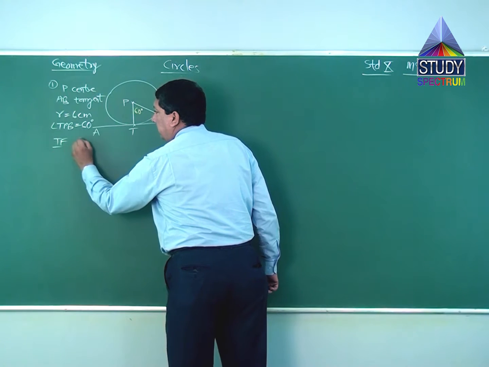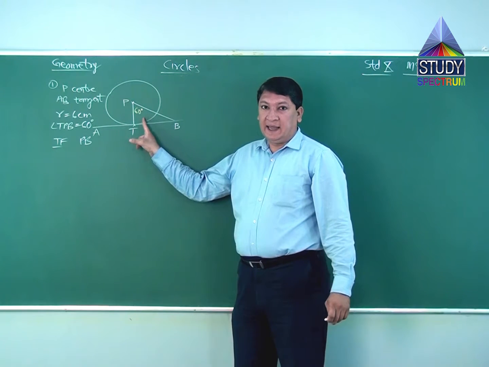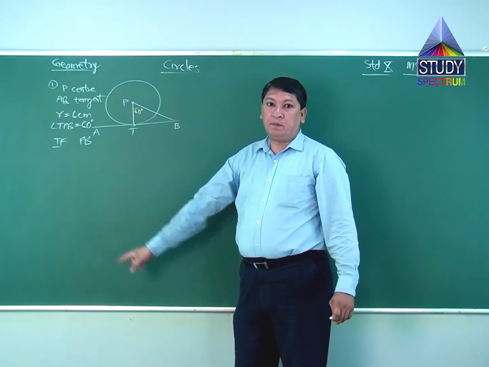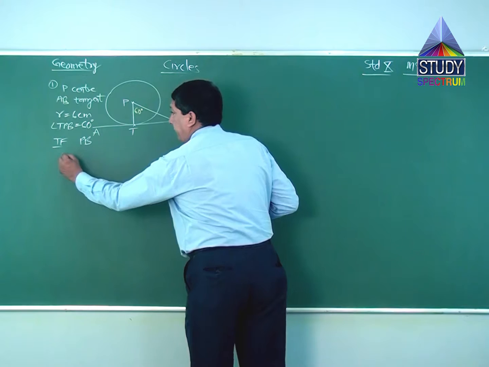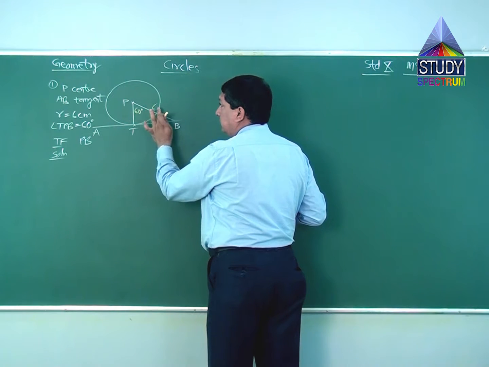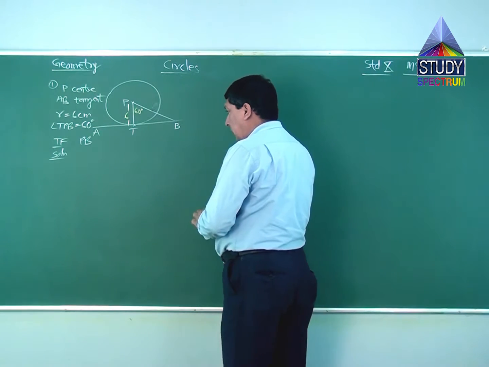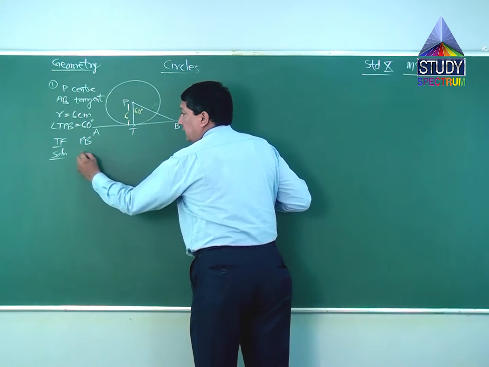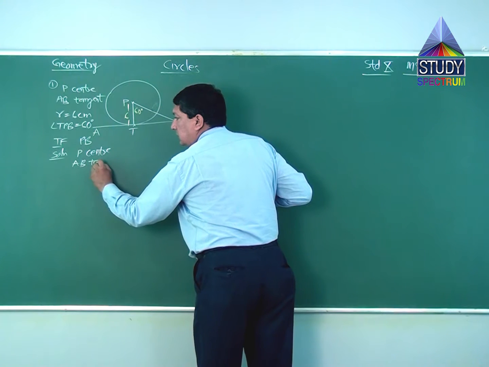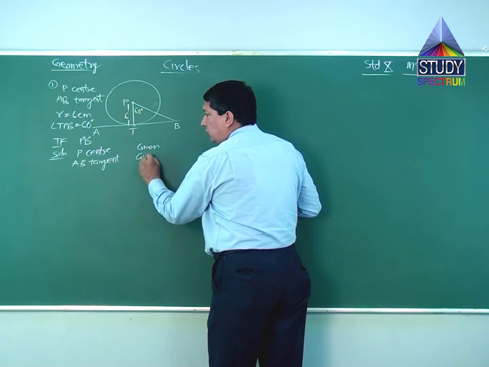Again I repeat what all is given to us. P is the center of the circle. AB is a tangent to the circle at point T. Radius of the circle is 6 centimeter. We need to find out PB. Solution. Radius is 6, so I mentioned this also as 6. Radius is this part, 6 centimeter. We need to find out PB. Now first of all, P center, AB tangent. This is given to us. See how I am writing? Given. This is also given to us.